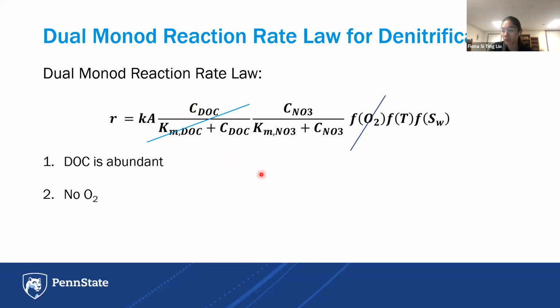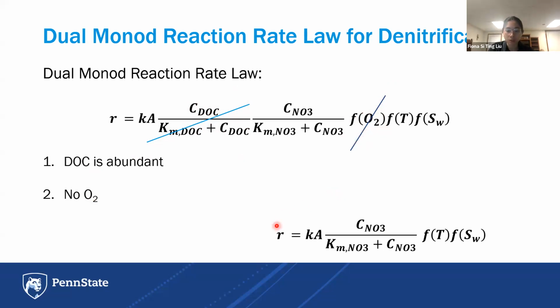The second assumption we're going to make is that it's going to be a totally anaerobic condition within the deep zone. So we can implement this reaction where there will be no O2, which then gets rid of this oxygen inhibition term. So with these assumptions, we're able to simplify our whole reaction rate law to become something we have been familiar with from the previous videos.